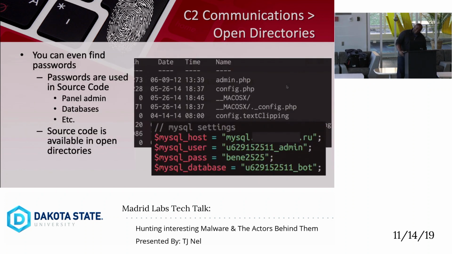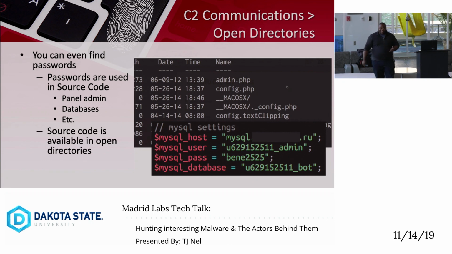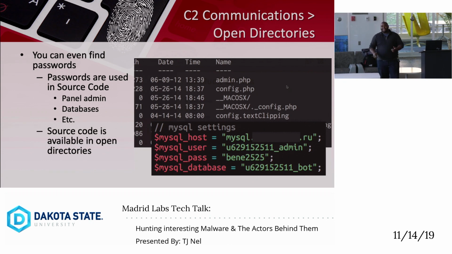Another thing you can find: let's look at that config.php and see what's in there. Oftentimes you'll find things like passwords. You'll find things like databases. Here's an example of the SQL information for a malware actor.